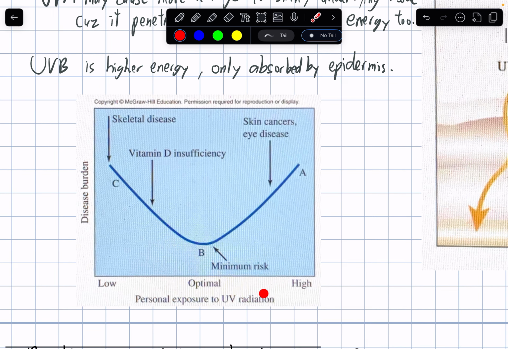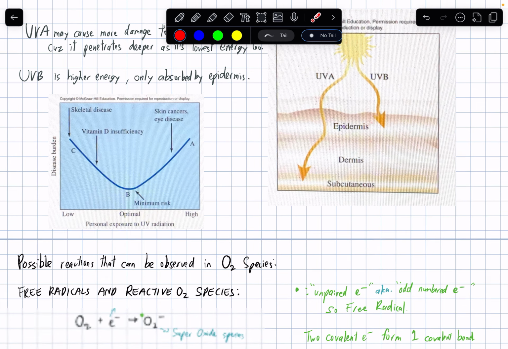Personal exposure to UV radiation. This is the minimum risk right here. If you don't have enough UV radiation exposure, basically sunlight exposure, you'd eventually get vitamin D insufficiency, and that's associated with being depressed psychologically. And if you really have no exposure to sunlight, you would have a higher risk of developing skeletal disease. But if you get exposed too much, there's a good chance of getting skin cancers and or eye disease.